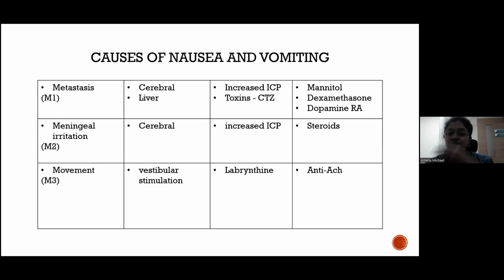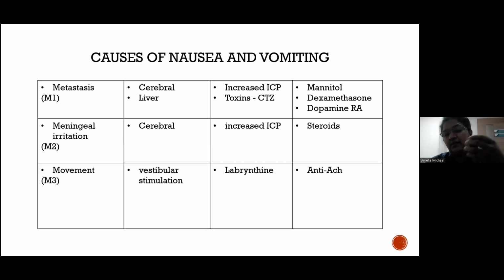So I won't go into details of this. It's just a simple way of helping you remember the causes of nausea, vomiting. Ma'am has gone through it in a case form. I'll put it into a nutshell into this. So I'm going to go through it as 10 M's of nausea, vomiting. The first one is metastasis, as ma'am had discussed. It could be cerebral or liver.